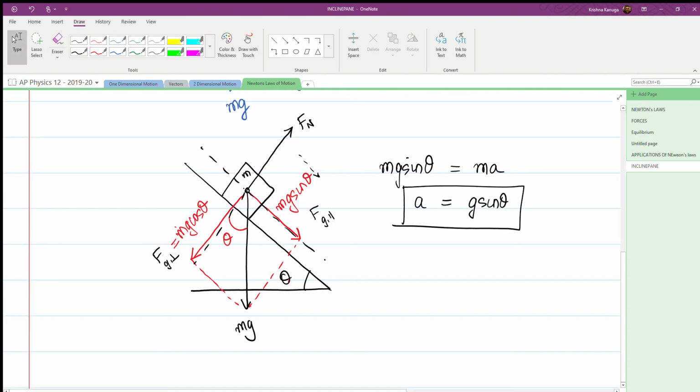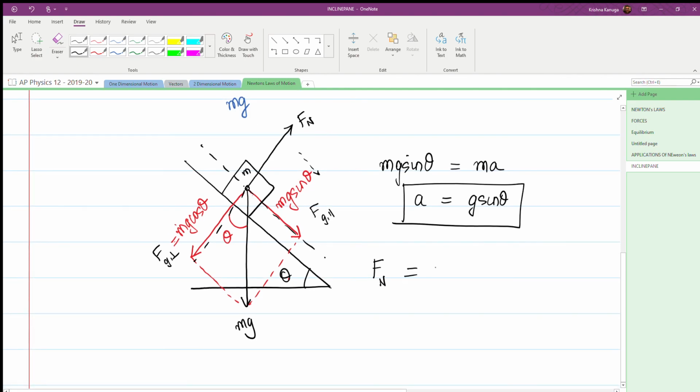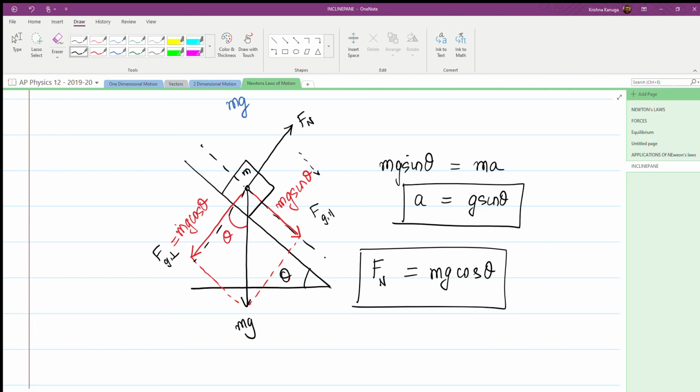The last thing here is also to calculate Fn. The normal force is simply going to be equal to mg times cosine theta, as there are no other forces acting on the system. Remember that the only reason Fn is equal to mg cosine theta is because nothing else is going on. This is not a generic answer. Similarly, a equals g sine theta is not a generic answer. Depending on the problem, that answer will change.